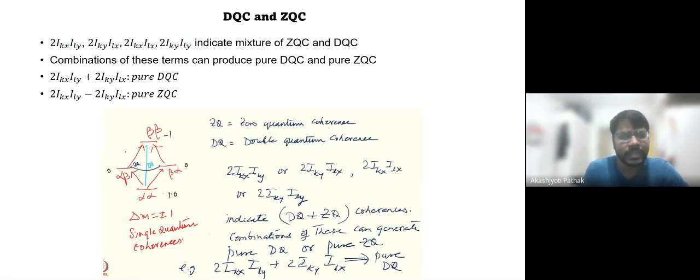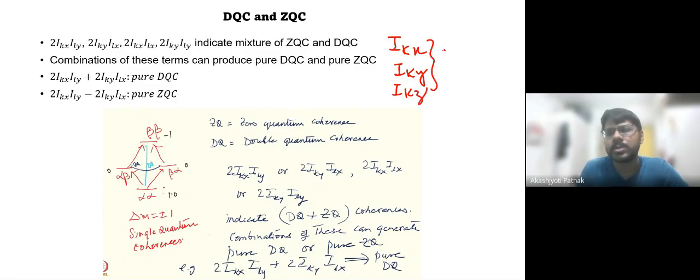Okay, so here you can see in this figure, this is from the lecture slide. Just look at this figure. Alpha alpha is m equal to 1, beta beta is m equal to -1. These are your single quantum coherences. Alpha beta to beta beta, alpha alpha to beta alpha, these are single quantum coherences. Alpha beta to beta alpha is your zero quantum coherence, and alpha alpha to beta beta is your double quantum coherence. So these terms IKX, IKY, IKZ are your single quantum coherences. These magnetization terms that you get are because of single quantum coherences.